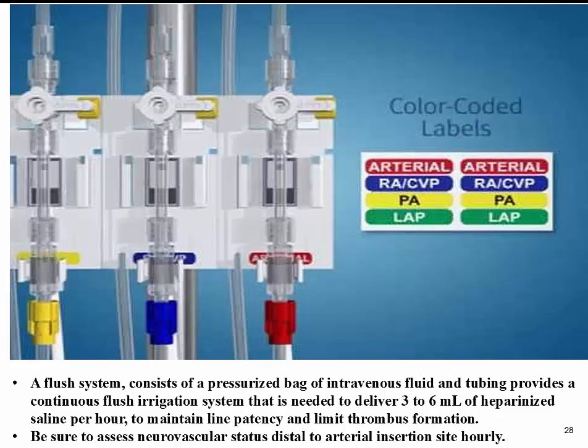A flush system consists of a pressurized bag of intravenous fluid and tubing and provides a continuous flush irrigation system that is needed to deliver 3 to 6 mL of heparinized saline per hour in order to maintain line patency and limit thrombus formation. Be sure to assess the neurovascular status distal to the arterial insertion site hourly.